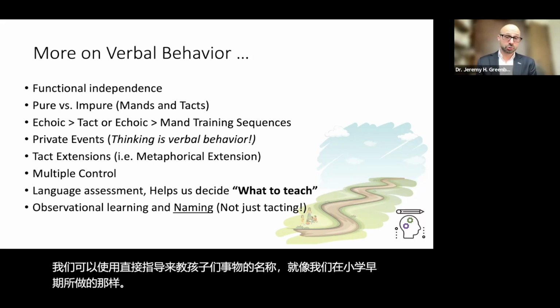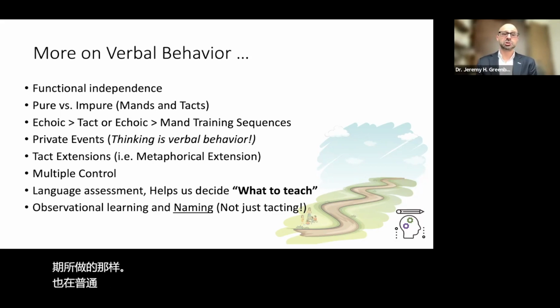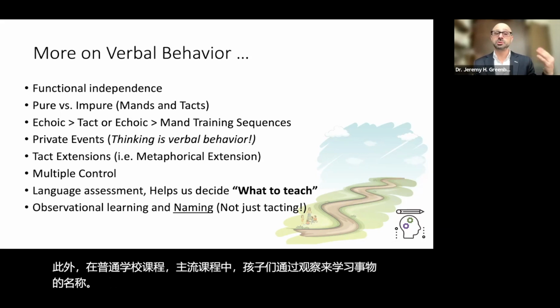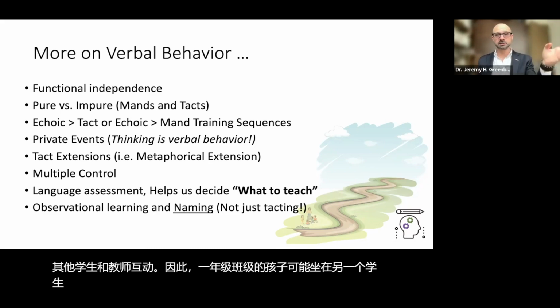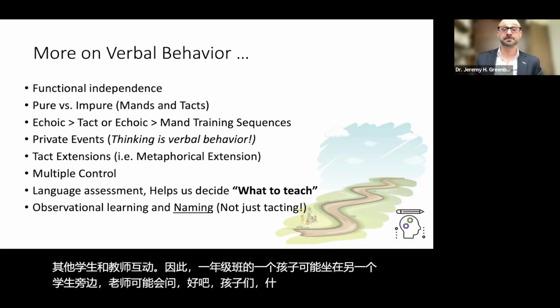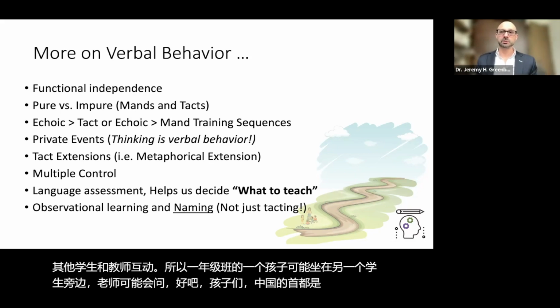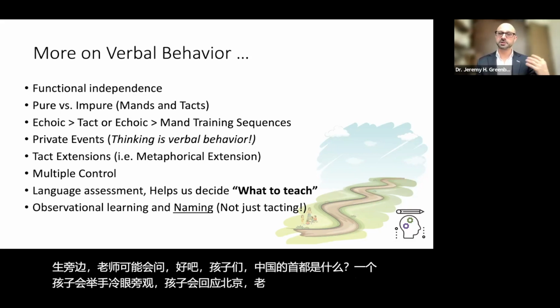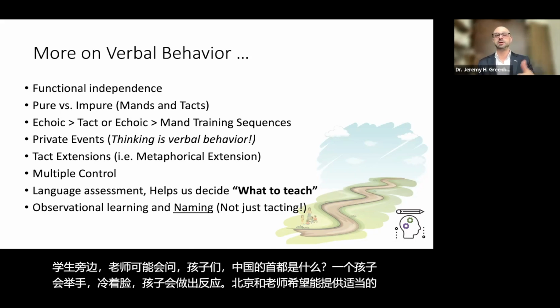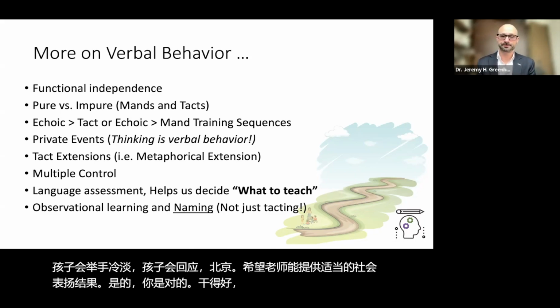Also, in regular school classes, mainstream classes, children learn the names of things by observing other student and teacher interactions. So a child in a grade 1 class might be sitting next to another student, and the teacher might ask, okay, kids, what is the capital of China? And one child will raise their hand and get called on, and the child will respond, Beijing. And the teacher will hopefully provide an appropriate social praise consequence. Yes, you're right. Well done. Beijing is the capital of China.